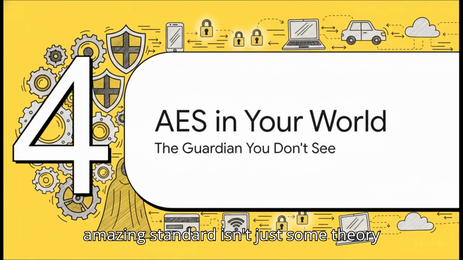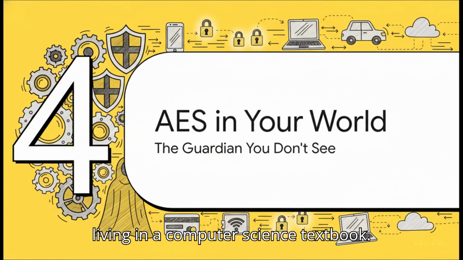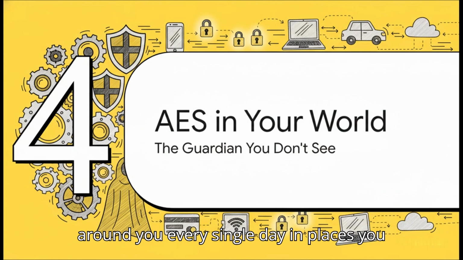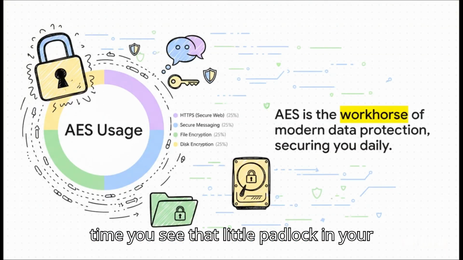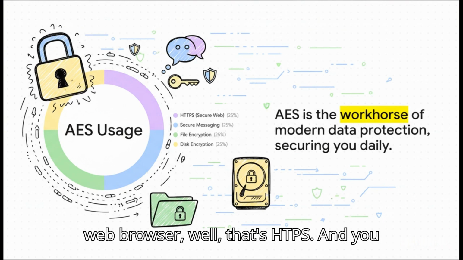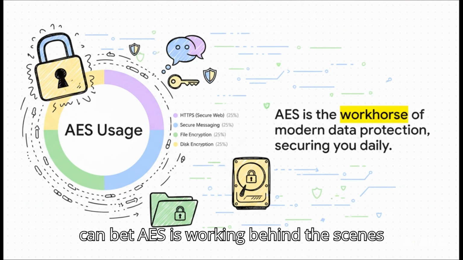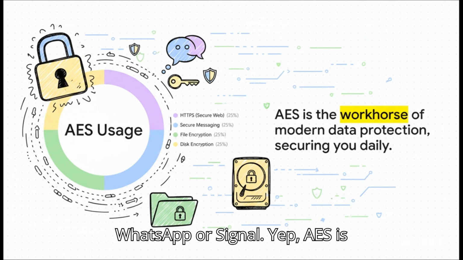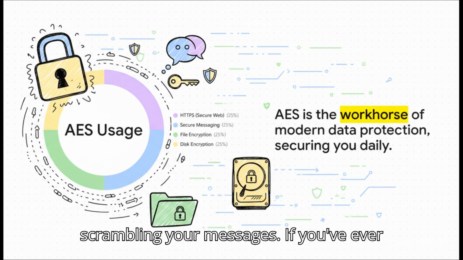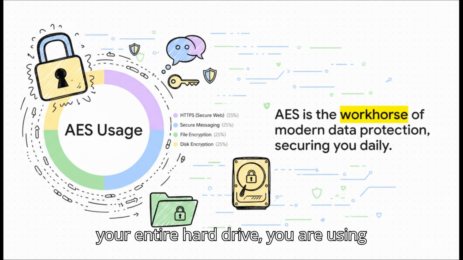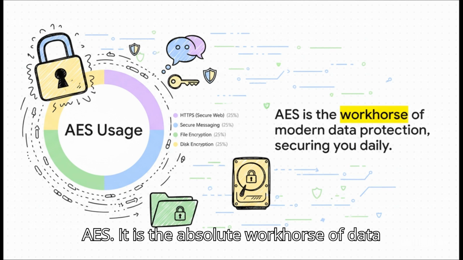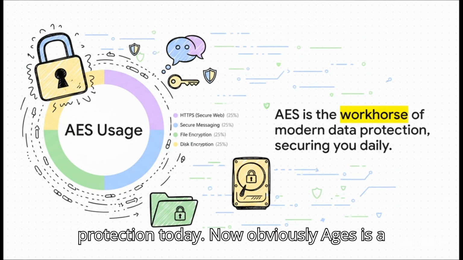So this amazing standard isn't just some theory living in a computer science textbook. It's a real guardian that's working all around you, every single day, in places you probably don't even think about. Every time you see that little padlock in your web browser, well, that's HTTPS, and you can bet AES is working behind the scenes. Using a secure messaging app like WhatsApp or Signal, yep, AES is scrambling your messages. If you've ever encrypted a file on your computer or even your entire hard drive, you were using AES. It is the absolute workhorse of data protection today.